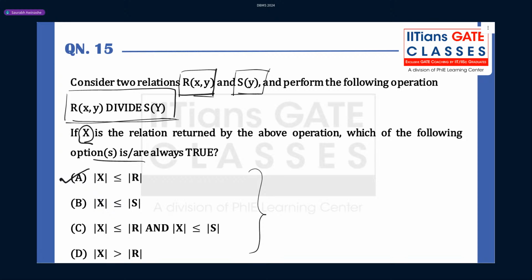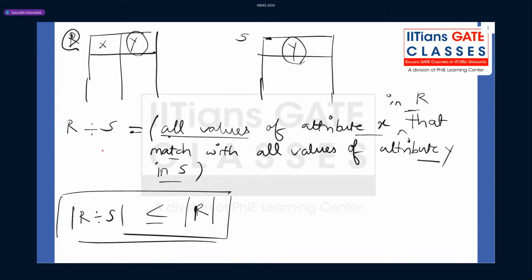Yeah. So the second statement is that the cardinality of X, that is R divided S, is less than or equal to the cardinality of S. So we'll try to come up with a counter example for this. Let's say we have 1, 2, 1, 3.